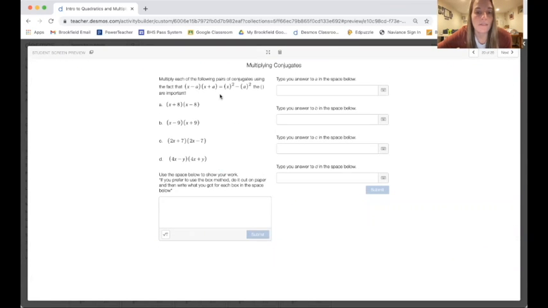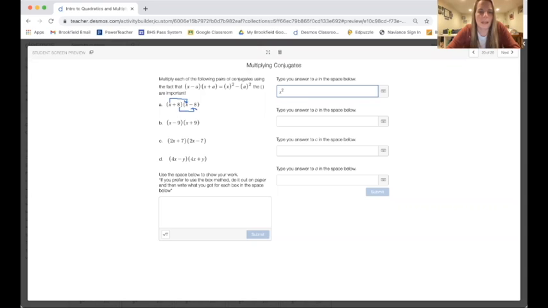So now I have conjugates. So remember, conjugates are the same binomial, opposite sign. And the nice thing about conjugates is you can just do the first term times the first term and the last term by the last term. The middle terms will always cancel for conjugates, so that will always work. So x times x, x squared. 8 times negative 8, negative 64. And this will work every time for a conjugate. So x times x, x squared, negative 9 times 9, negative 81.